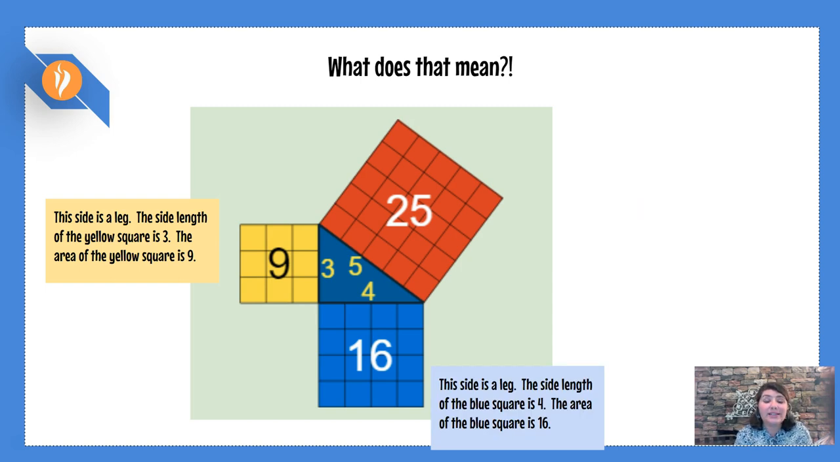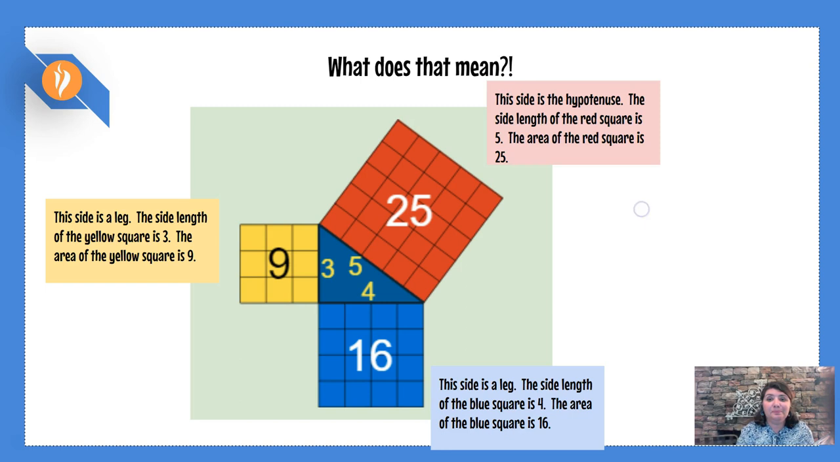Look at the blue leg. This side is also a leg. The side length of the blue square is 4. The area of the blue square is 16, because 4 squared is 16. So we have 3 squared is 9, 4 squared is 16. This side is the hypotenuse across from the right angle. The side length of the red square is 5. You can see, here's the side length, it's 5. The area of the red square is 25.